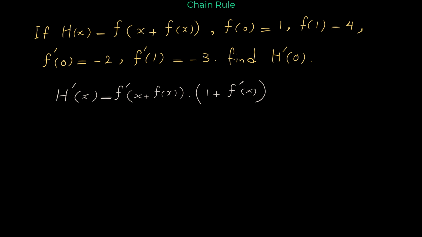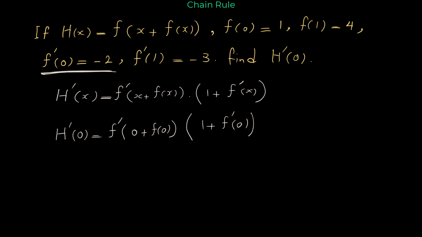Now we have to substitute 0 for x because we want to find h prime of 0. H prime of 0 equals f prime of 0 plus f of 0 times 1 plus f prime of 0. F prime of 0 is negative 2, so this is negative 2. F of 0 is 1, so this equals 1. 1 plus 0 is 1.